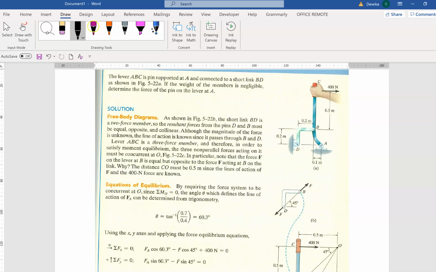Okay, first thing to do is to go for the simplest thing. You draw your two force member. When you draw your two force member, can you see this is a pin, this is a pin? So there is an F here, there's an F here, so they are connected at 45 degrees. How do you know it's 45? 0.2, 0.2, so it is 45.